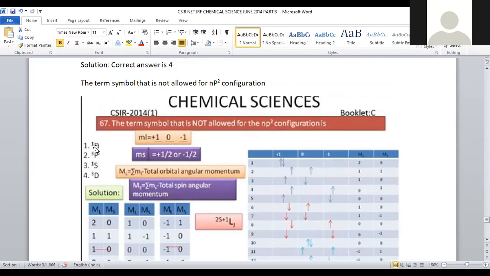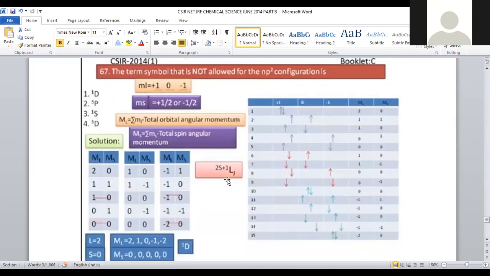It is possible configuration. What we have to predict, not allowed configuration to be predicted. If you are taking 2 electrons in accordance with Hund's rule, so here first electron, second electron, this is a natural tendency of any metal, which filling of orbitals are possible in this manner only.